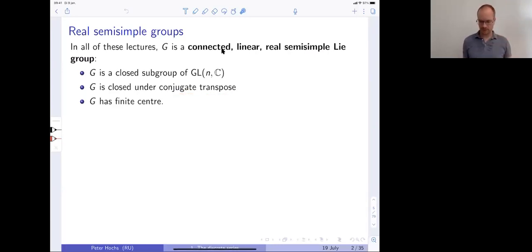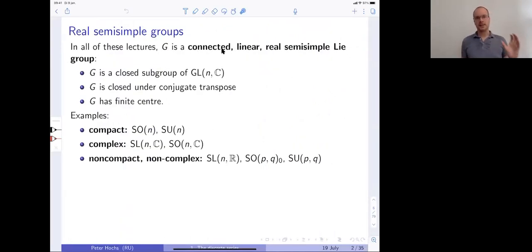So let's look at some examples of groups of that type. There's three classes of groups in this category. There's the compact groups, which are compact as topological spaces, as subsets of GL(n,C). For example, SO(n) and SU(n). So these are the n by n real orthogonal matrices with determinant 1, and these are the n by n unitary matrices with determinant 1, compact sets. There's also complex groups, for example, SL(n,C), the complex matrices with determinant 1, and SO(n,C), which is defined by the condition, just the usual definition of orthogonal matrix, but then for complex entries.